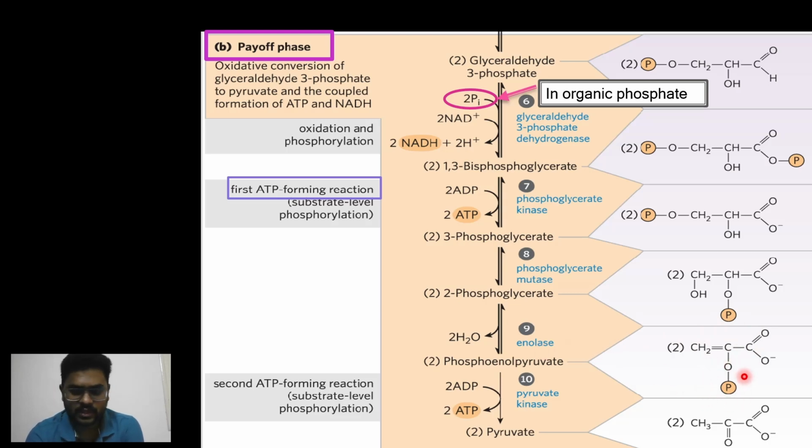Now we have sufficiently high group transfer potential, so that could be used to produce ATP with the help of pyruvate kinase, and the end product is pyruvate. So this is the end product of glycolysis. This is the second ATP forming reaction, the second substrate level phosphorylation. So here the idea was we raise the group transfer potential of the glyceraldehyde 3-phosphate so much that we were able to produce ATP in two of the steps and NADH in the first step. So this is the payoff phase.